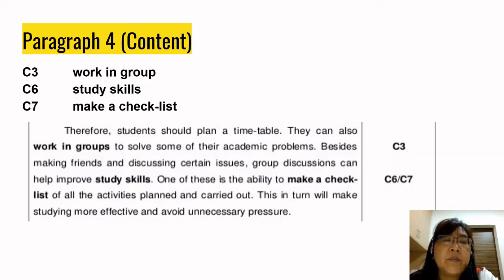And then we move on to paragraph 4. The contents are C3, work in group, C6, study skills, C7, make a checklist. Example, therefore students should plan a timetable. They can also work in groups to solve some of the academic problems. Besides making friends and discussing certain issues, group discussions can help improve study skills. One of these is the ability to make a checklist of all the activities planned and carried out. This in turn will make studying more effective and avoid unnecessary pressure.